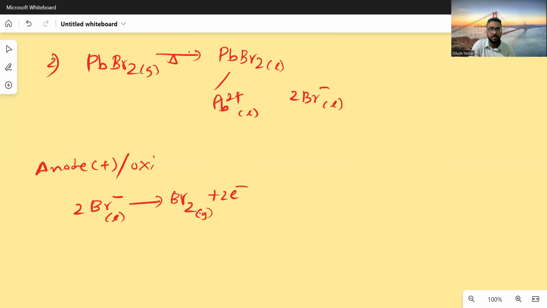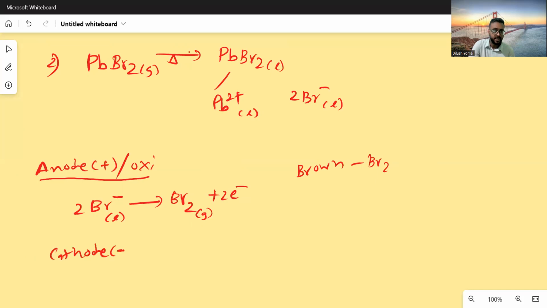This is a liquid form. And bromine is a brown color gas. You know, there are 2 brown color gases in chemistry. One is Br2. The other one is nitrogen dioxide. So as an observation on the anode, you can see a brown color gas forming. They might ask you: what observation can you see on the anode? A brown color gas forms because Br2 gas forms. We'll go to the cathode.